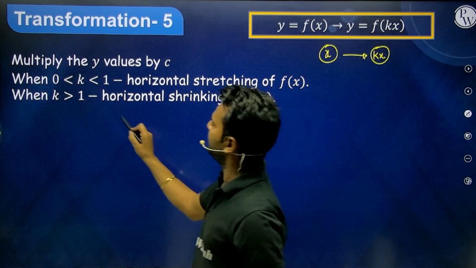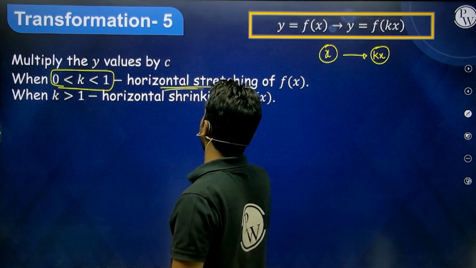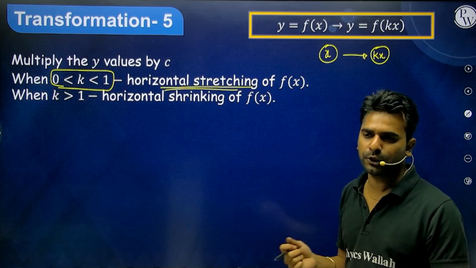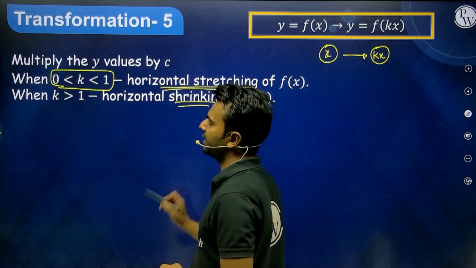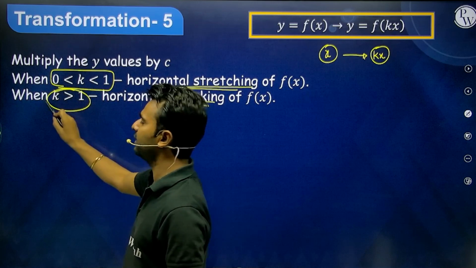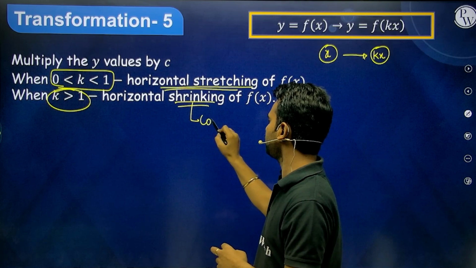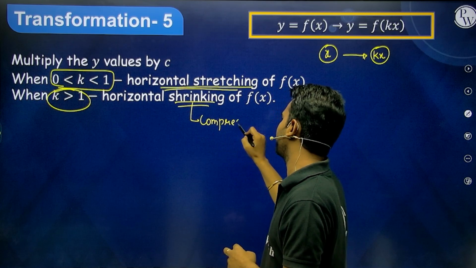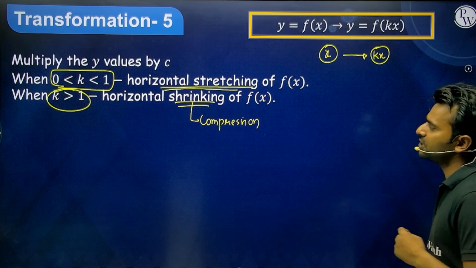Now we are learning the next one, that is, if x has been replaced by kx, what do we do? Whenever k is between 0 to 1, horizontal stretching will take place because we are changing in x only, so horizontal change will happen. Now here are two things, stretching and shrinking. If k is greater than 1, then shrinking, meaning compression, will take place. I'll tell you how this compression will take place. And if k is between 0 to 1, then horizontal stretching will take place.